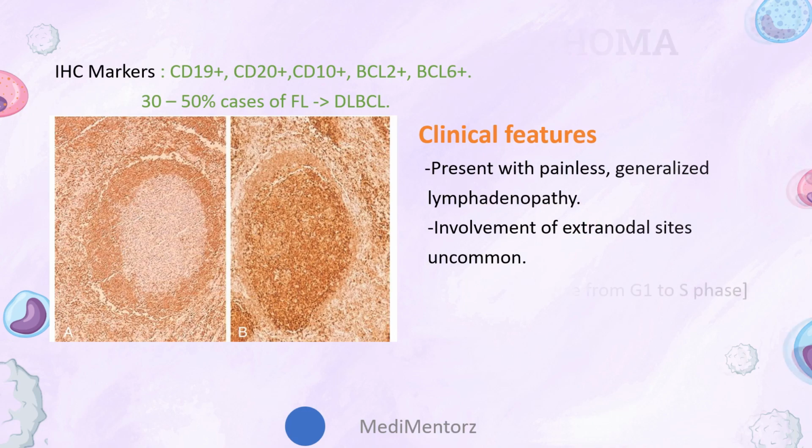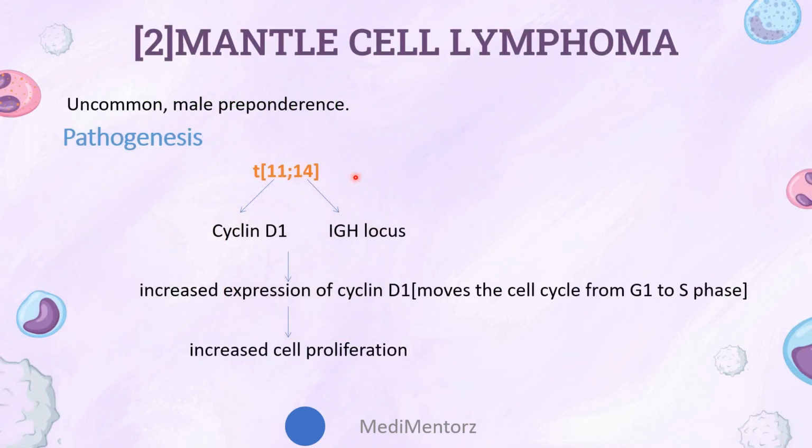So moving on to the next slide, which is the second disorder of today's topic, which is mantle cell lymphoma. Okay, so it's uncommon, and here it mainly affects males. Talking about the pathogenesis, the main translocation in mantle cell lymphoma is t(11;14) translocation. In the 14th chromosome, we have the IGH locus. In the 11th chromosome, cyclin D1 is present. Once again, whenever the IGH locus is present with another gene, it increases the expression of the other one.